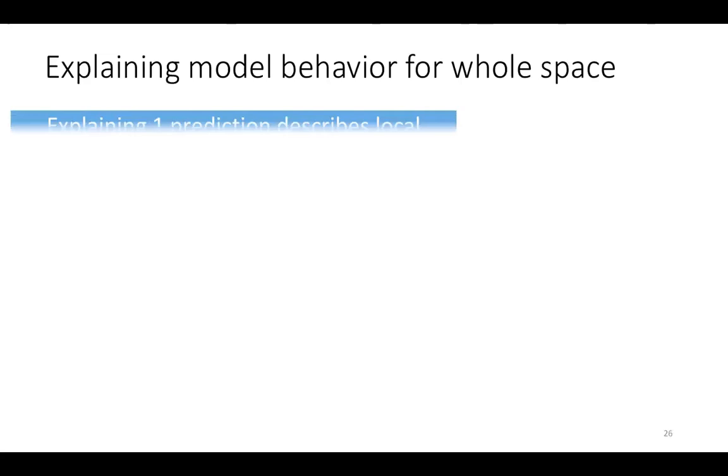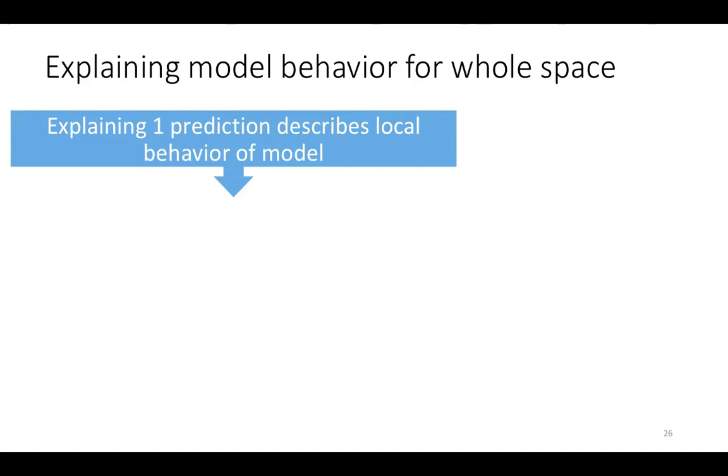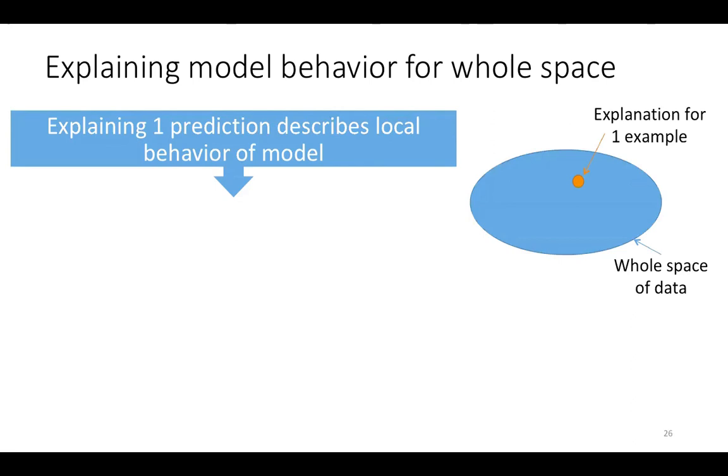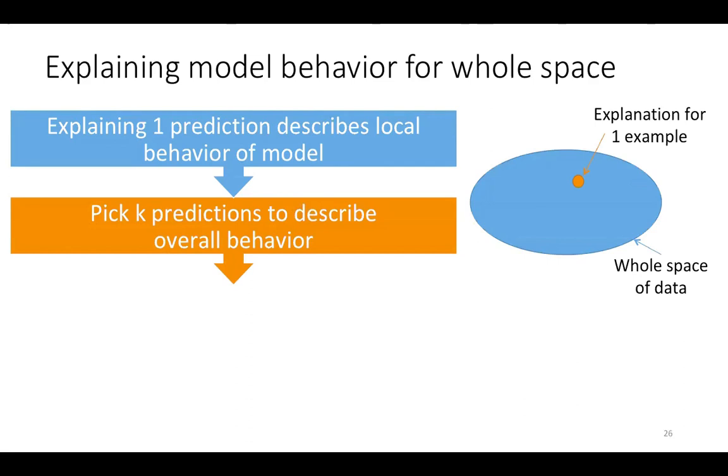Now, explaining one prediction describes the local behavior, as we have agreed. So you have the whole space of data, you take one exemplar point, have some points surrounding that point, and then build a classifier on the weighted samples. Now what you can simply do is take k such points and describe the overall behavior. Just take k such points randomly and generate explanations from them. What is the problem in this?